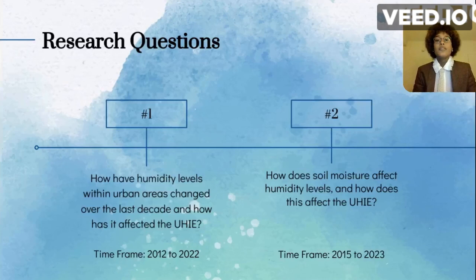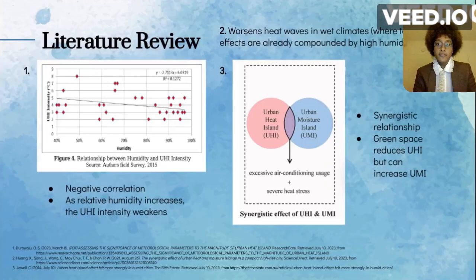In terms of background information, one crucial study we found told us that there's a negative correlation between relative humidity and urban heat island intensity. In other words, as relative humidity increases, the urban heat island intensity weakens. The scatter plot depicted here actually reveals that larger magnitudes of urban heat island intensity occur during conditions of low relative humidity, while the highest urban heat island intensity occurred during hot afternoons when the air was much less humid.